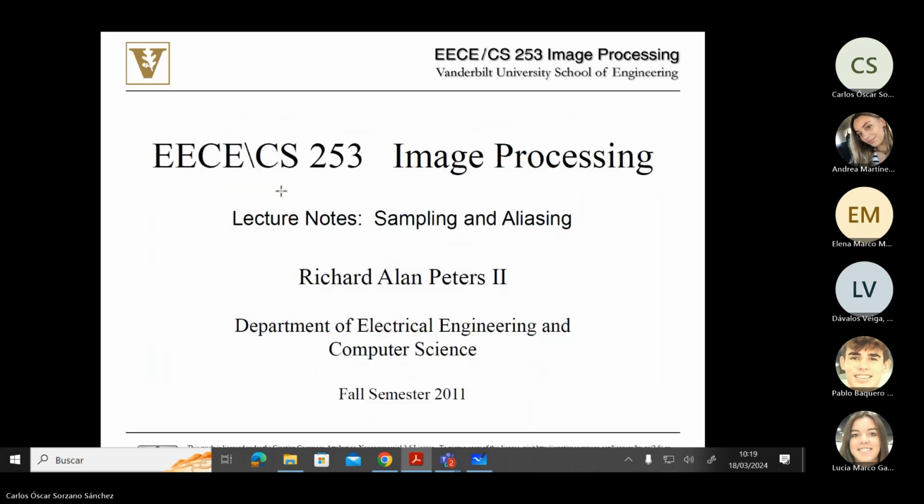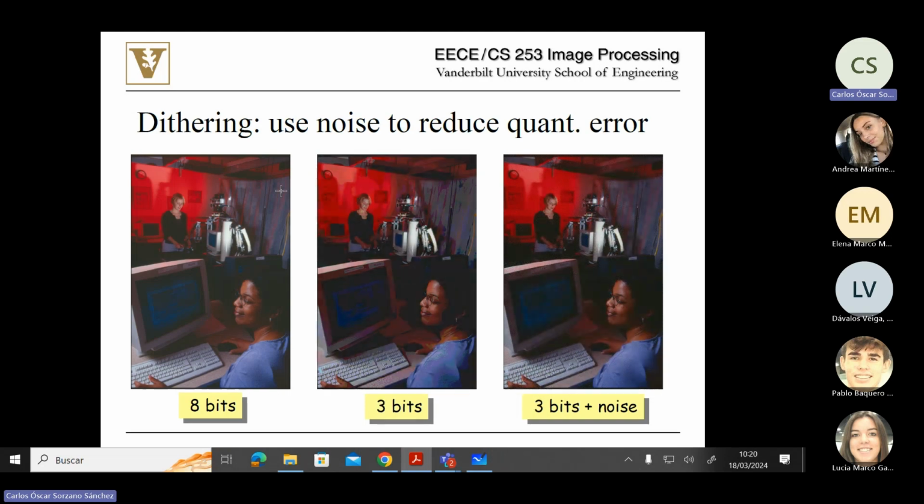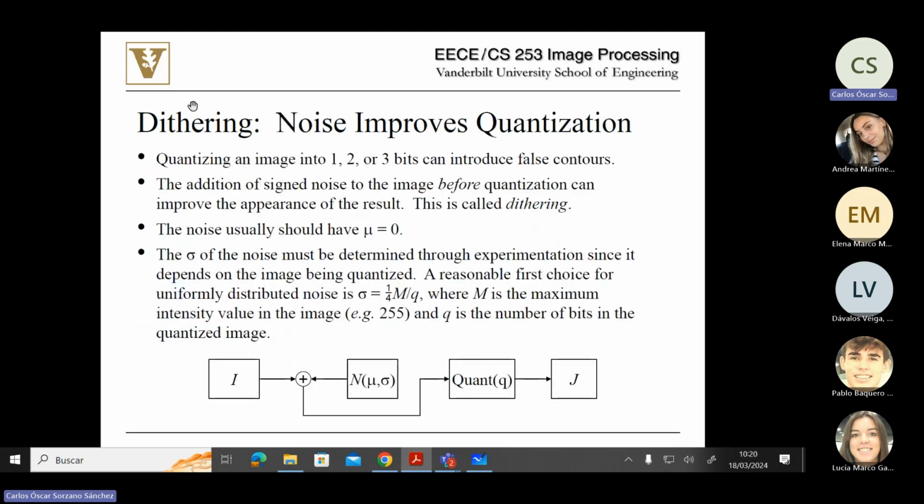Sorry, Q is delta. In this expression here, Q should be delta. So Q is not the number of bits. It is 2 to the n, 2 to the 8 minus the number of bits.